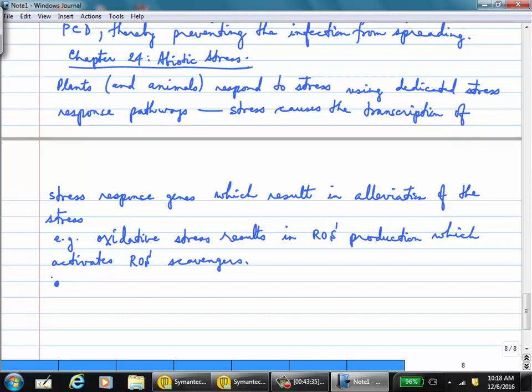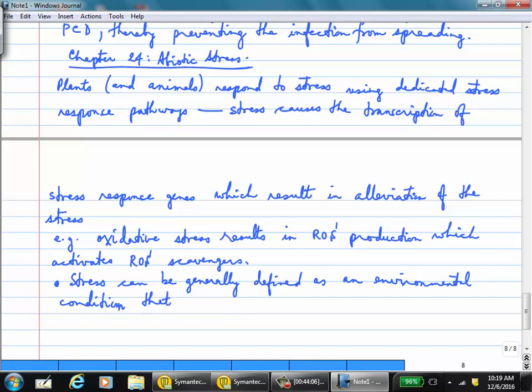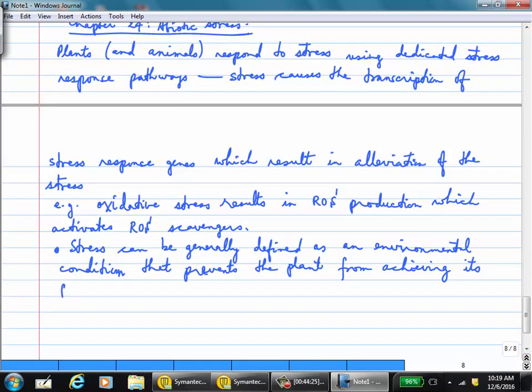Now, what is stress? Formally, stress can be generally defined as an environmental condition that prevents the plant, and again we are defining this in the context of plant biology, from achieving its full genetic potential under otherwise ideal conditions.